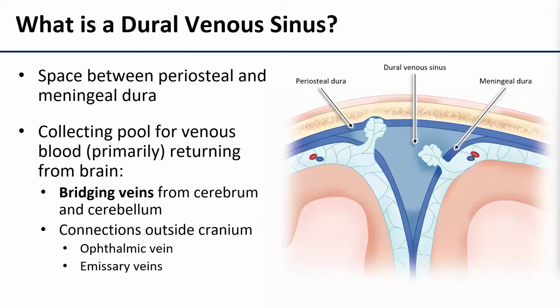So our big objective is to map out the sinuses, but before we do that, I want to start off just by simply answering the question of what is a dural venous sinus? And the simplest answer is that they are collecting and drainage pools for venous blood coming back from the brain. But while they act like a vein, their structure is slightly different.